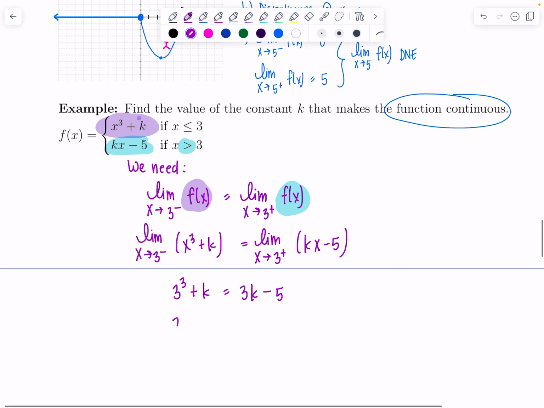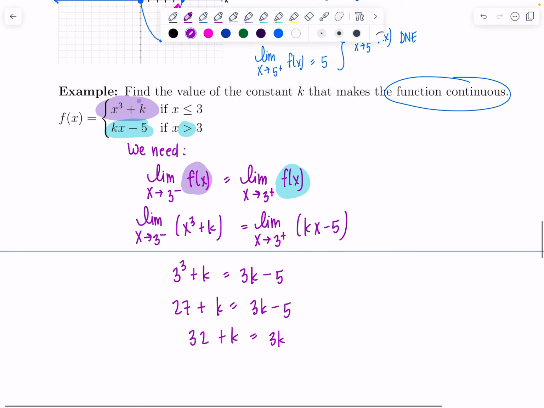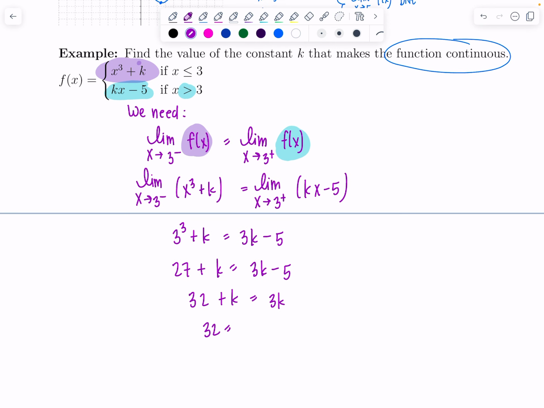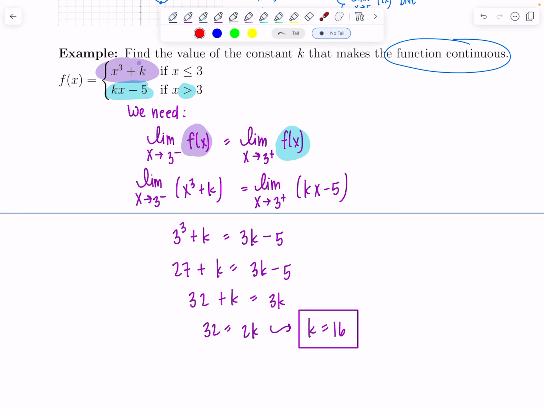Okay, then this means 27 plus k equals 3k minus 5. Let me add 5 to both sides, so 32 plus k is 3k. That means 32 is 2k, so k is 32 divided by 2, which is 16. And that's it. So as long as k is equal to 16, this piecewise function will be continuous. If k equals anything else, then it won't be continuous. Womp womp. So that concludes the lesson.